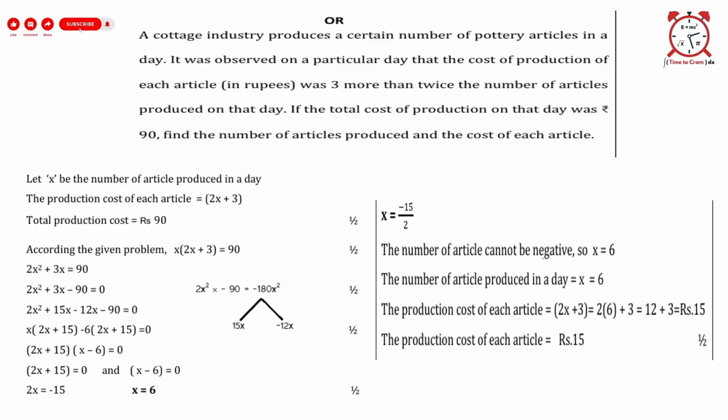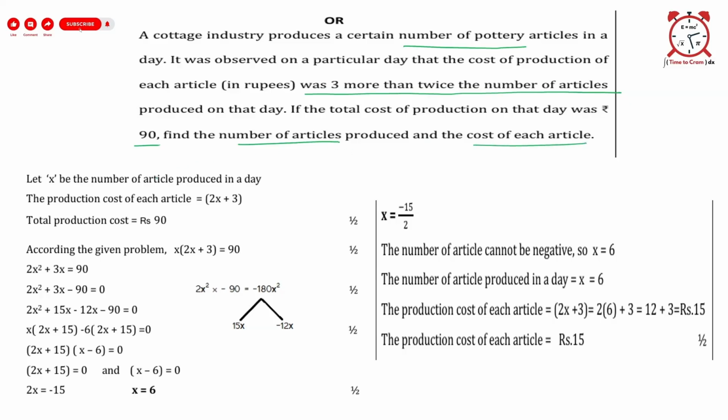Next question, it is an internal option. Okay, it is a textual question. If you study this question, then you can understand. A cottage industry produces a certain number of pottery articles in a day. It was observed on a particular day that the cost of production of each article in rupees was 3 more than twice the number of articles. This will lead us towards the equation. If the total cost of production on that day was rupees 90, then we have to find the number of articles produced and the cost of each article.